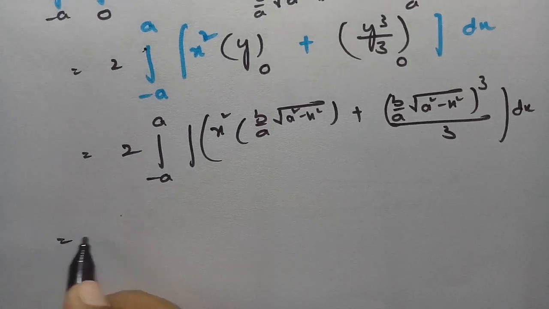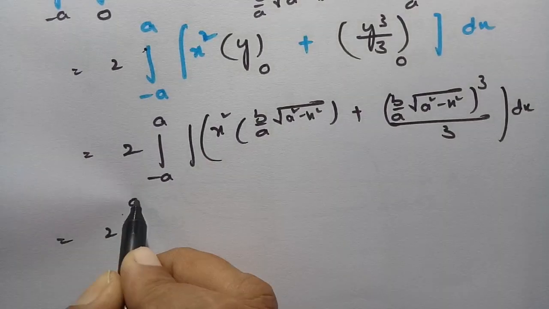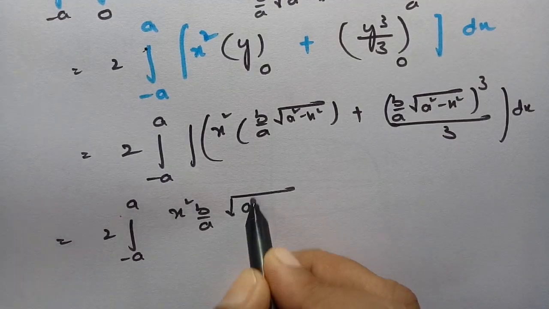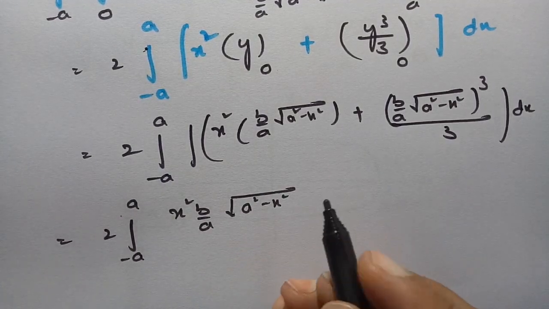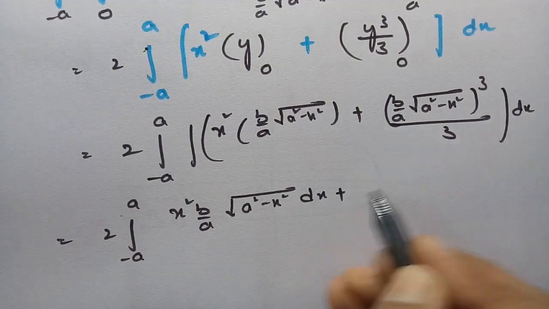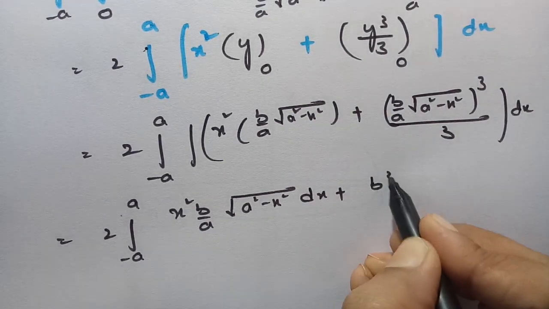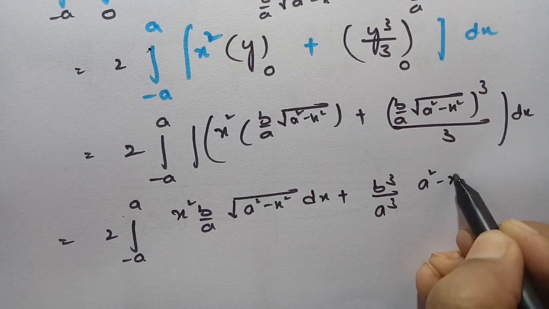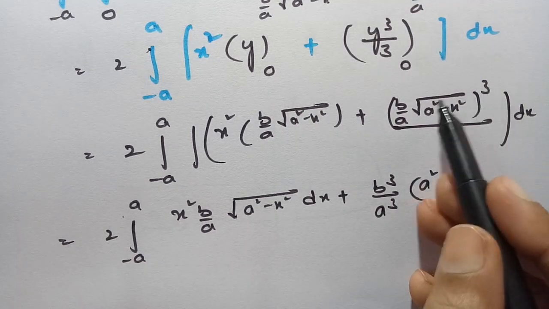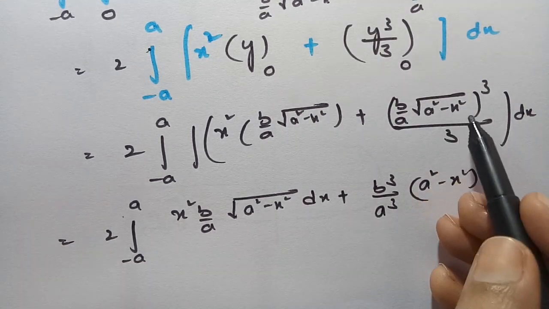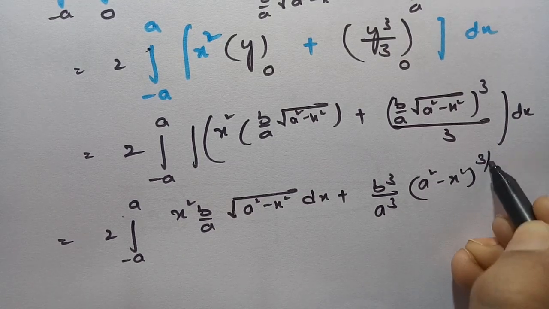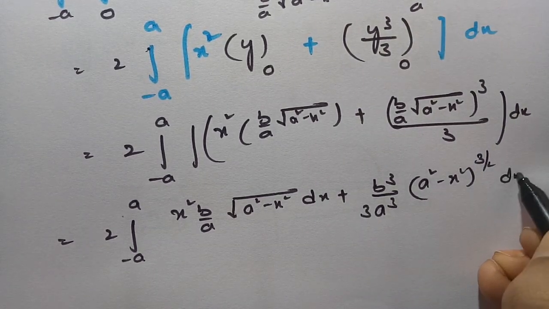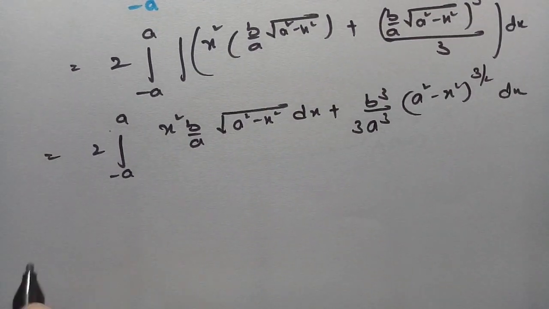So this will be 2 times the integral from minus a to plus a of x square, this is b by a root over a square minus x square dx, and this will be b cube by a cube, and this is (a square minus x square) to the power 3 by 2, times 3 into dx. So now I have to integrate individually.